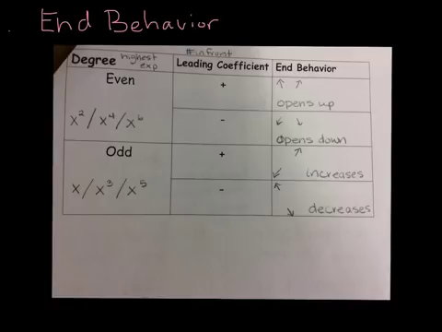Okay, and here on the last slide, like I said, is the end behavior chart, so that you can see if we have even and positive or even and negative, what the arrows are doing. So that will help you with your graphs. Thanks.